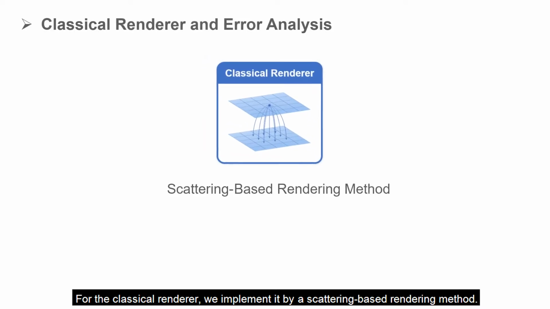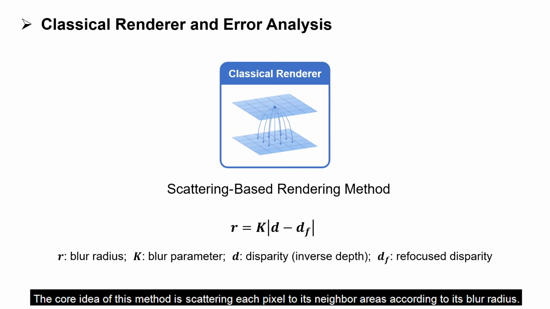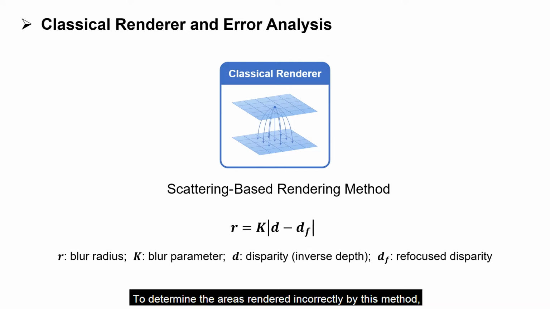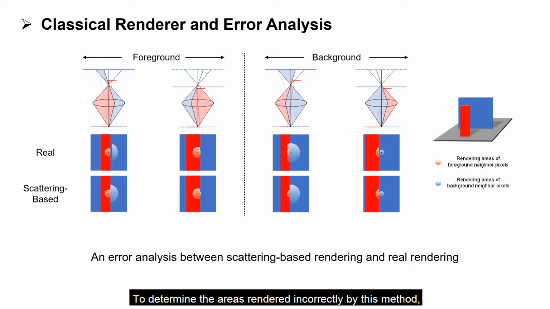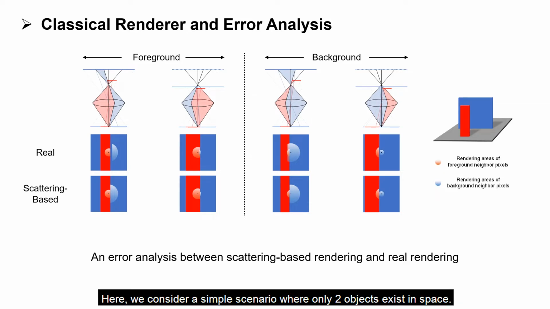For the classical renderer, we implement it by a scattering-based rendering method. The core idea of this method is scattering each pixel to its neighbor areas according to its blur radius. To determine the areas rendered incorrectly by this method, we conduct an error analysis between scattering-based rendering and real rendering on a virtual lens system. Here, we consider a simple scenario where only two objects exist in space. We finally derive four simplified rendering cases at depth discontinuities.